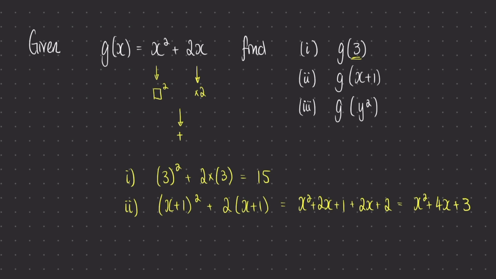Moving on to part 3, I take my input, which is now y squared, and replace where the x's are in the function. So instead of x squared, it's now brackets y squared, squared, plus 2 times y squared. So you'll see how I'm always putting brackets around what I'm replacing x with. This makes sure that I don't go wrong when I'm doing my expansion and simplification. And there's the final answer.